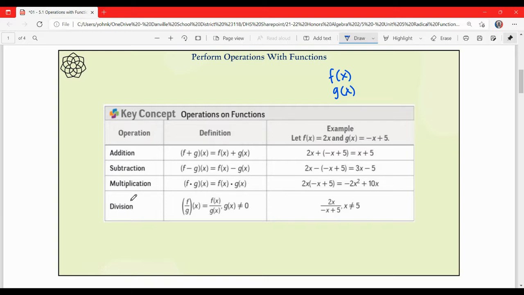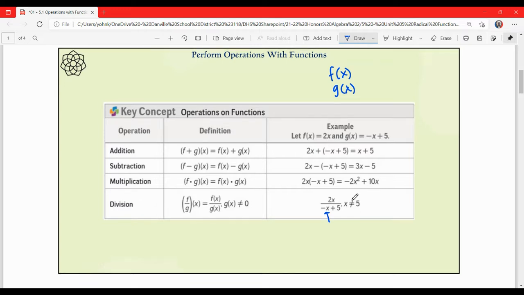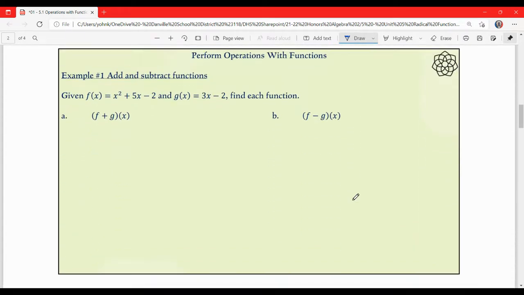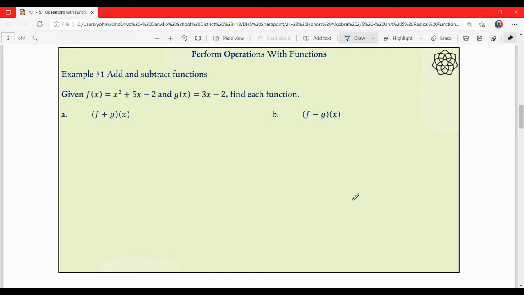You need to be a little careful here. When you do f divided by g of x, you need to remember that it's f of x divided by g of x and that you cannot have a denominator equal to 0. So if you have some kind of function in the denominator, you need to make sure that you account for whatever value would make that denominator 0 and then specify that you cannot have it. So let's see how we can use these rules.